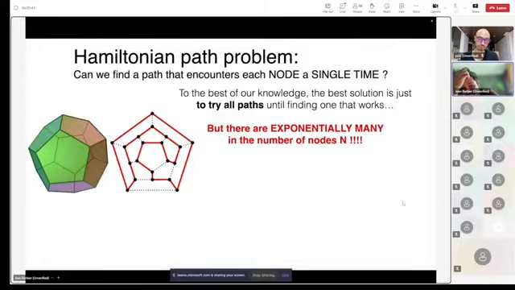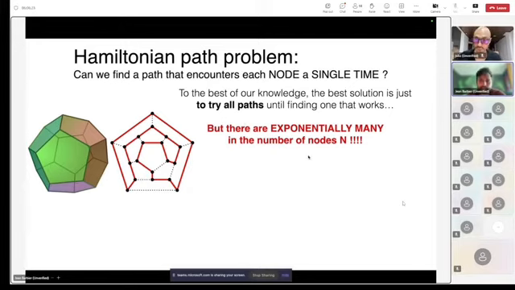So now let's look at a slightly different version of the problem that looks very similar, but is fundamentally different. It's called the Hamiltonian path problem, which asks the following: can we find a path that encounters each node a single time? Before it was every edge a single time. So you see, we slightly changed the question, but the problem is very different. Today, to the best of our knowledge, the best solution is just to try all possible paths. There is no efficient way to answer that question for a given graph other than just trying. And of course, trying takes exponential time because there are exponentially many ways to try to find a path.